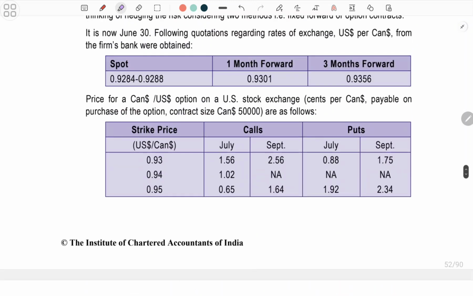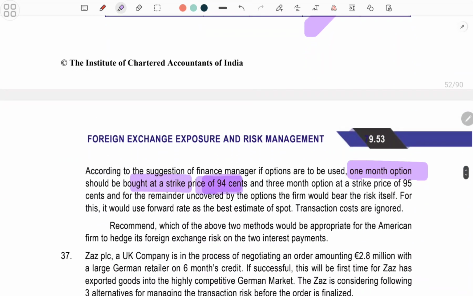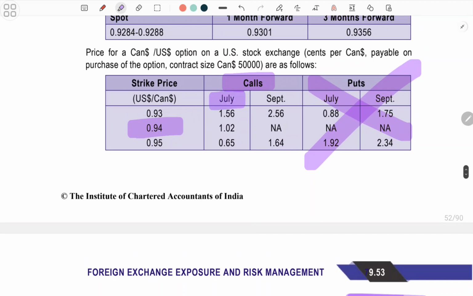So we've selected put is of no use to us, call is what matters. We've selected this after a lengthy discussion. Now, so strike price is 0.94. Once again we'll see 94 for 1 month, 94 for this July, 1 month. This is the strike price and this is the premium amount, 1.02 is the rate. Okay, let's go back to the solution.